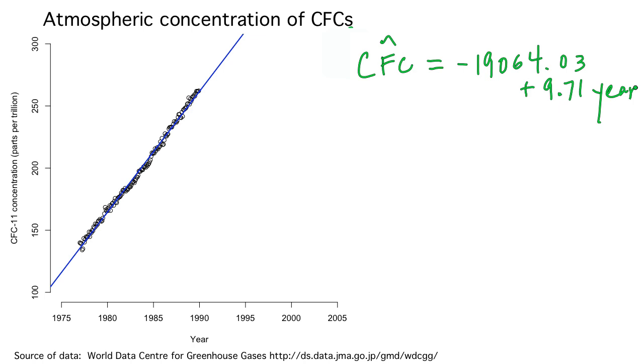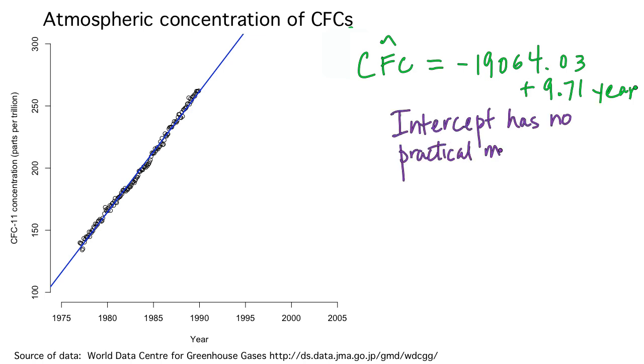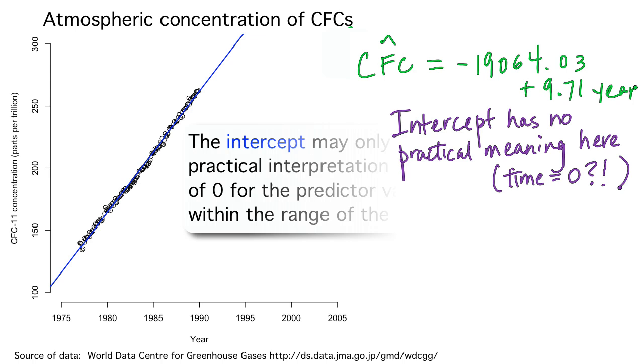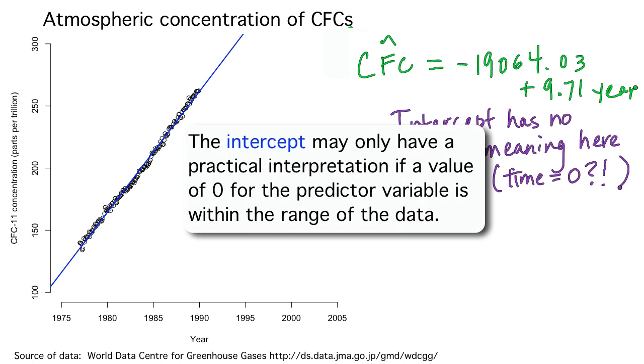Recall that the intercept is the estimated value of the CFC concentration when time is equal to 0. Of course, in the year 0, CFCs hadn't yet been invented. And the negative intercept here is meaningless, as you might expect anyway, since a negative concentration doesn't have any meaning. Interpreting the intercept in a practical way only ever makes sense when having 0 as the predictor variable is in the range of our data.